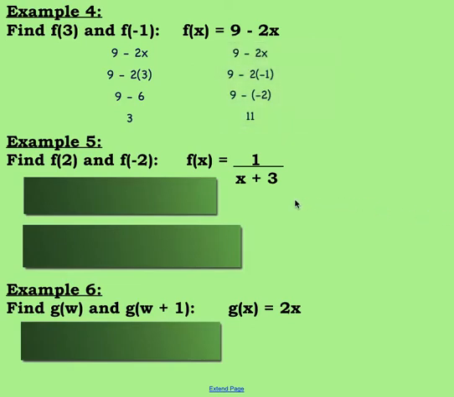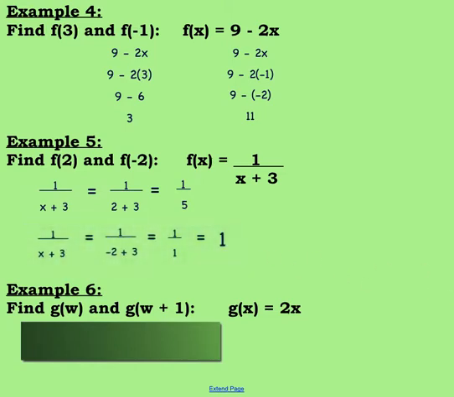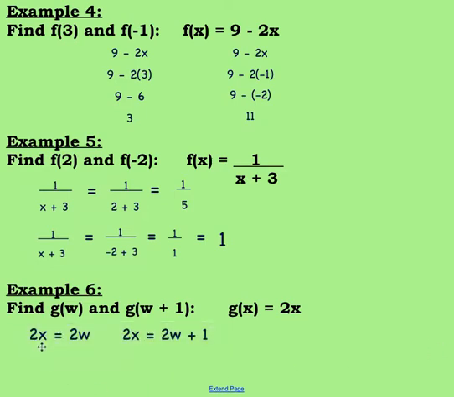Example 5 looks a little different from the ones we've done. However, you solve it the same way. So hopefully you got a 1/5 and a whole number 1. And example 6, notice instead of plugging in a number value for x, we're actually plugging in a variable. So for the first one, instead of an x, we're going to plug in a w. And the second one, we're going to, in place of x, plug in a w plus 1.